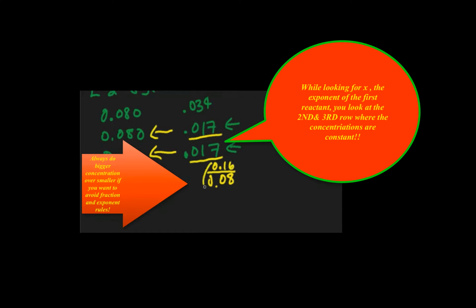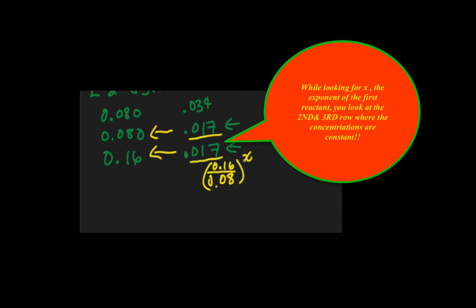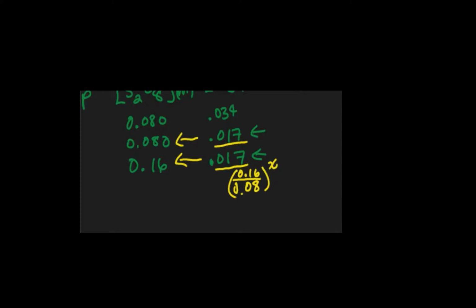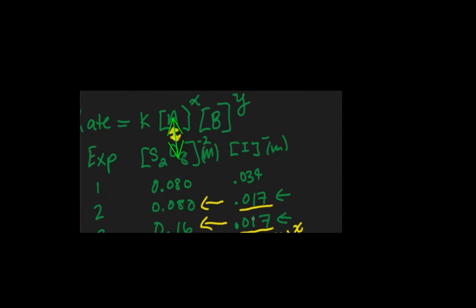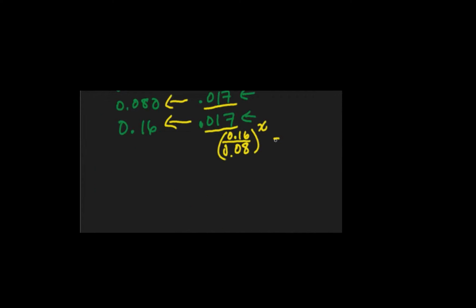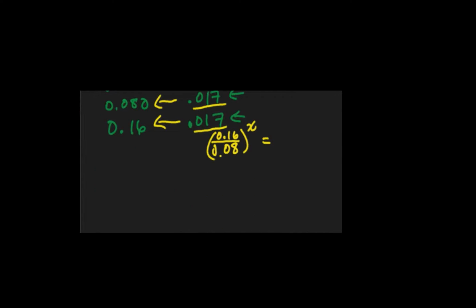Let's do the bigger one over the smaller one. And it's going to be raised to the X. Why did I choose X? Because I'm equating the first column to A, second column to B. And then I set it equal to a ratio of their rates, which I did not write on this table. Let me write those down real quick.